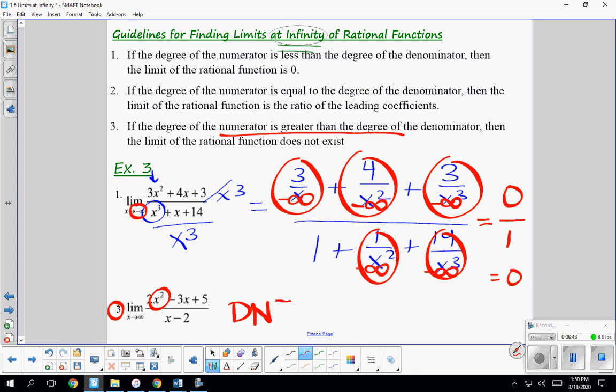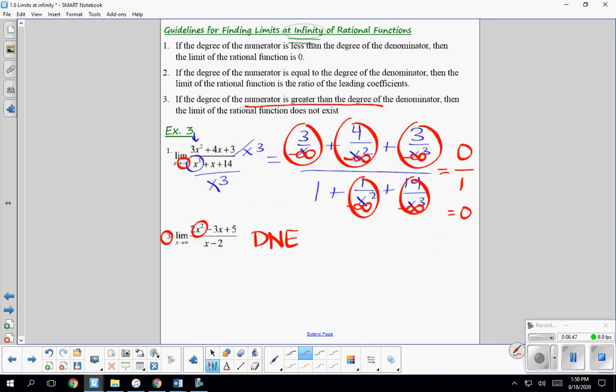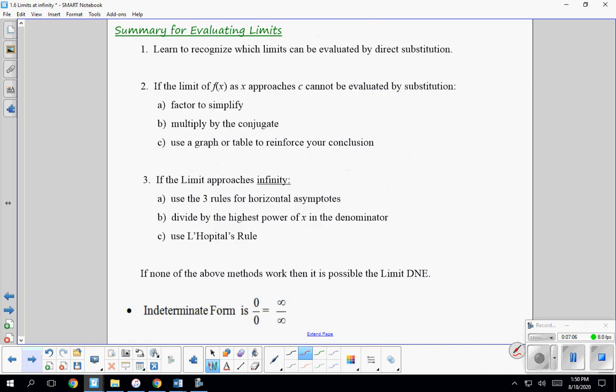Now the problem with using these rules is this is not sufficient as an answer, okay? We have to see if it approaches without that. So we would need to see, does it go towards positive infinity, negative infinity, or do we just have to say does not exist because it doesn't approach one or the other? So that would require more investigation. So just be careful of using those 3 rules.